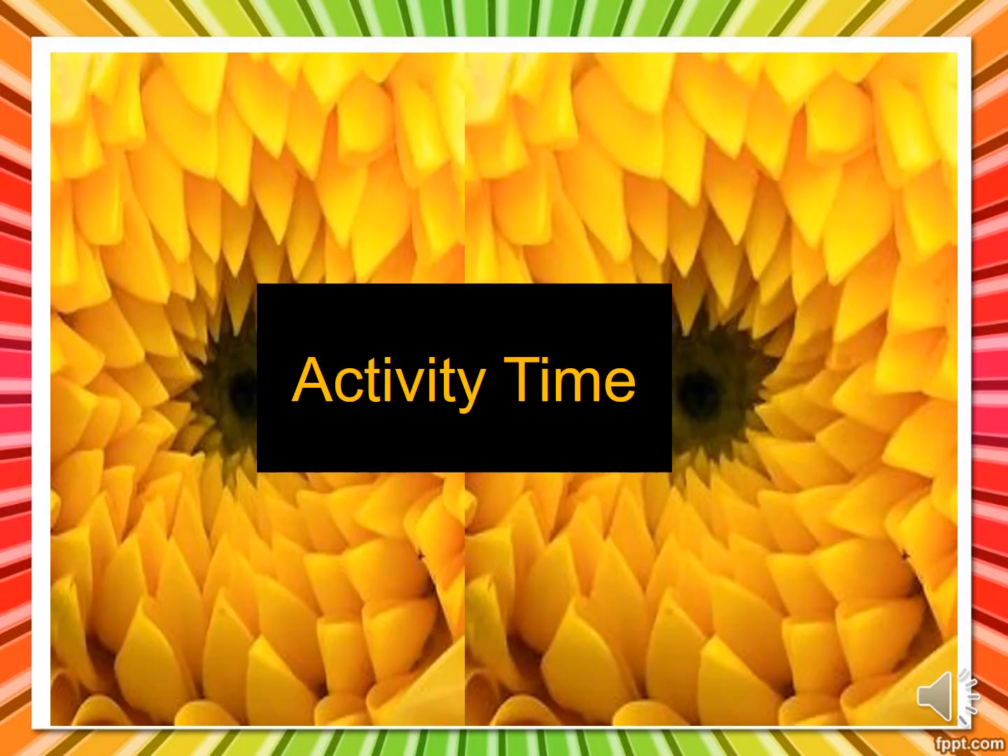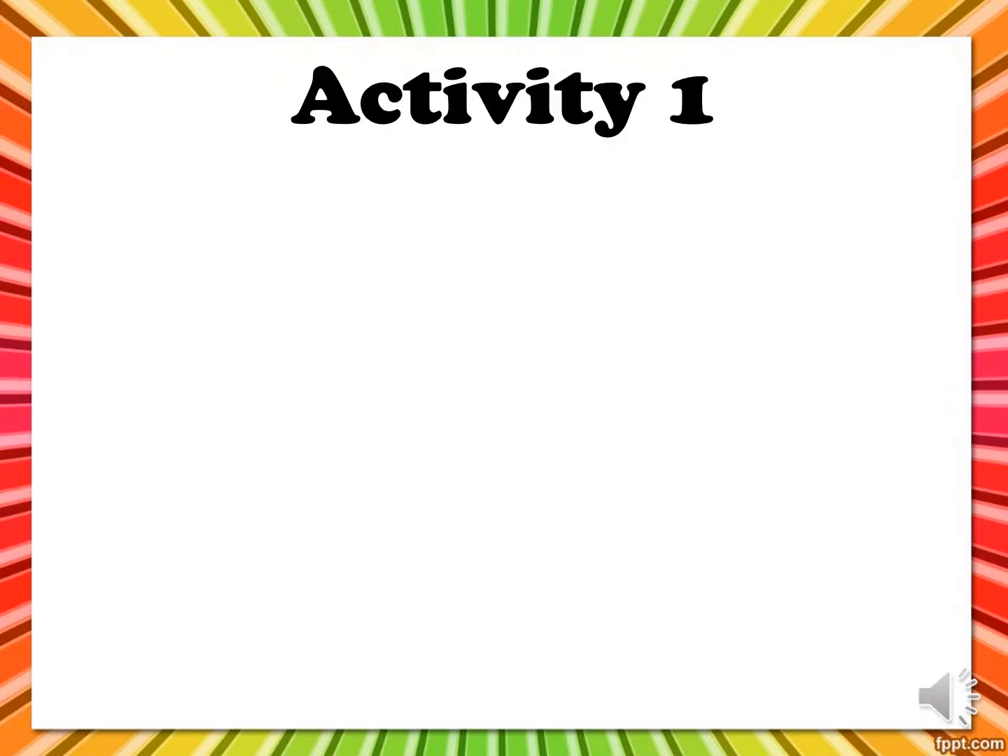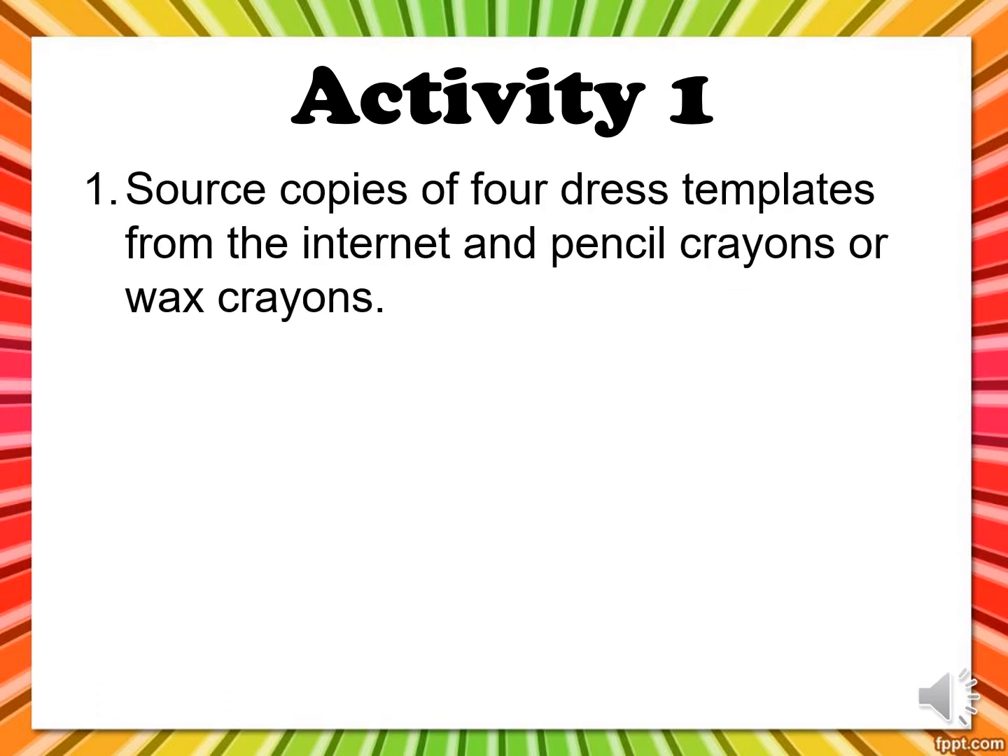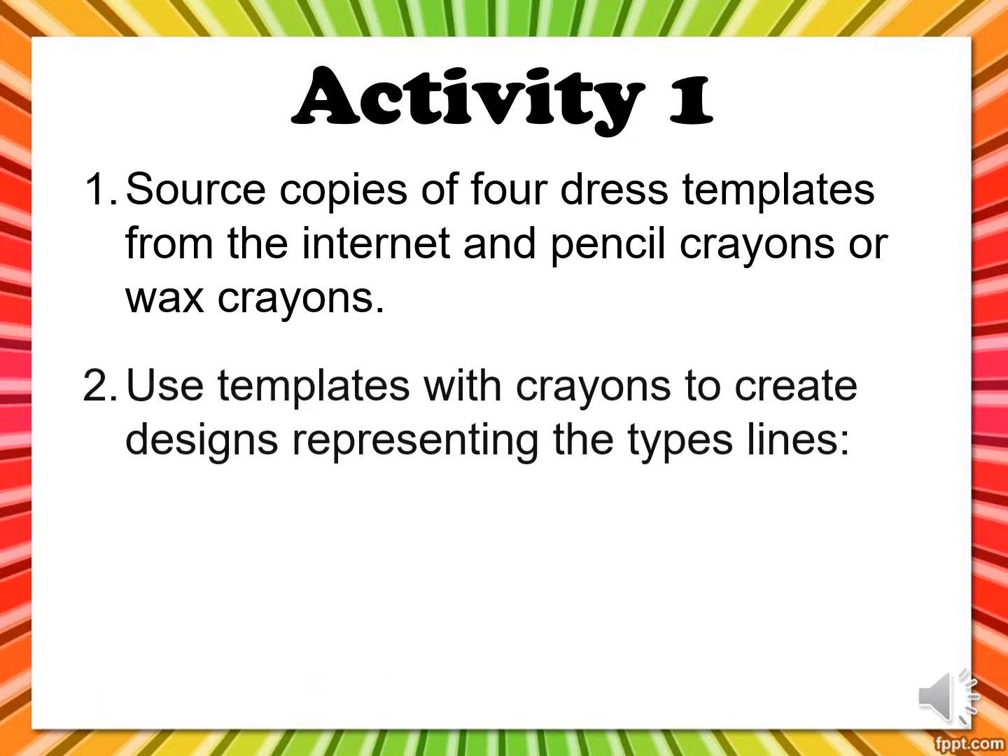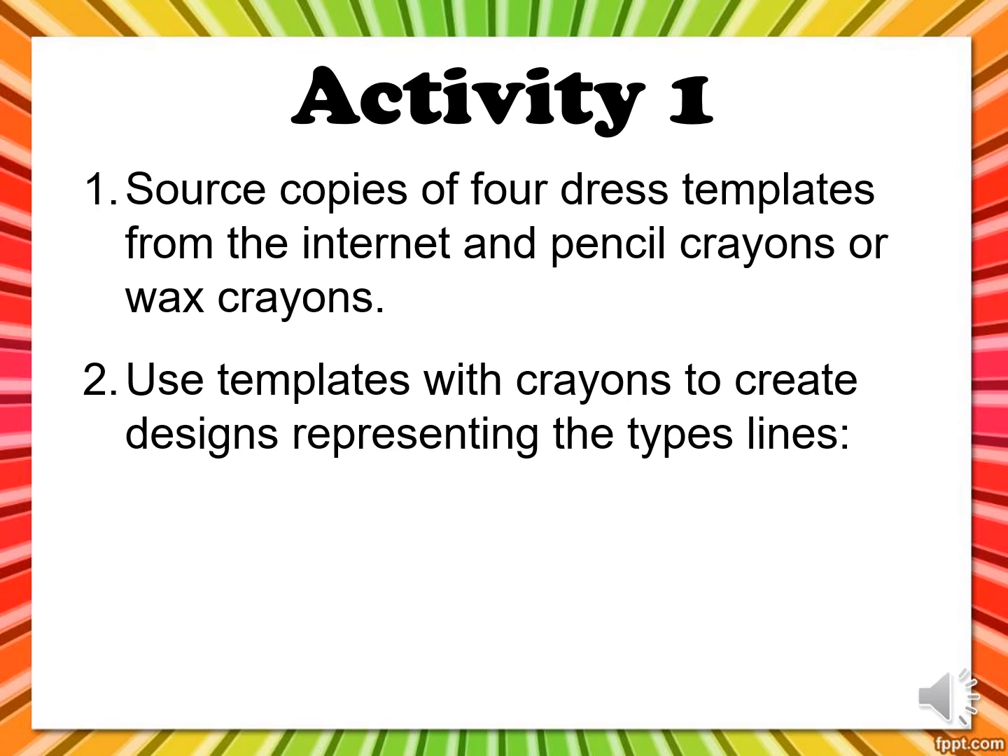Now it's activity time. Are you ready? Let's go. We have two activities. The first one, activity 1. You are to source copies of 4 dress templates from the internet's images, along with a pack of pencil crayons or a pack of wax crayons. You'll use the templates along with the crayons to create designs, and those designs will represent types of lines.